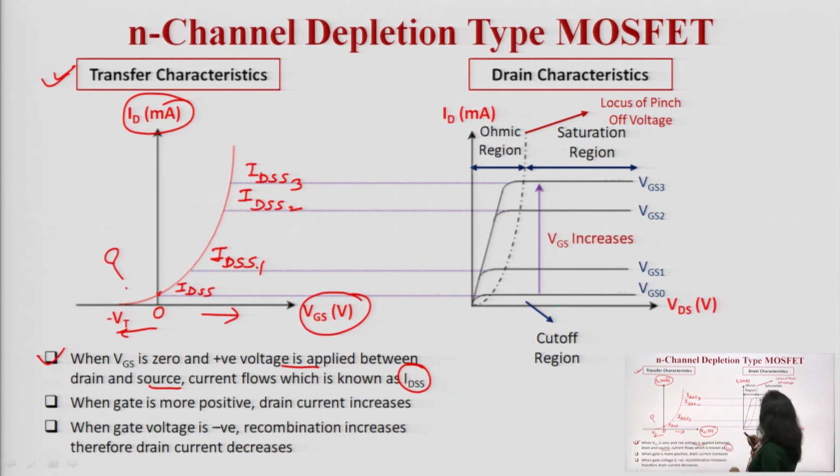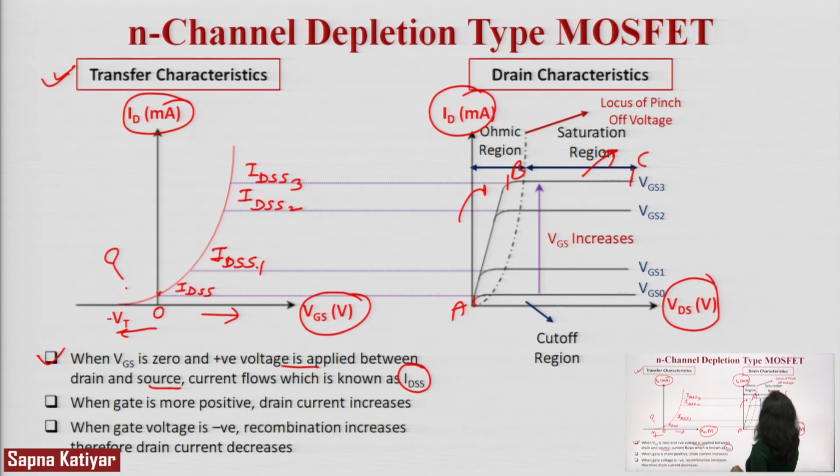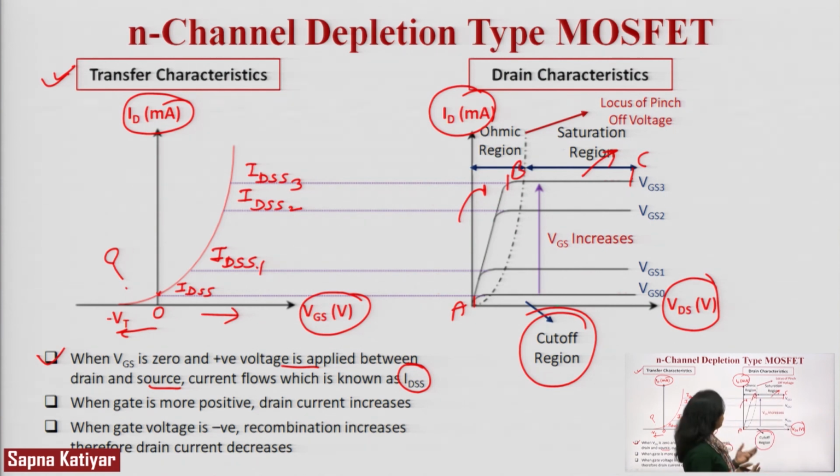The drain characteristic curve is plotted between VDS and ID. You can see on the x-axis VDS is taken, on the y-axis ID is taken. When you increase VGS, ID will increase, and here you can identify the curve in different regions. Between A and B, it follows Ohm's law, the ohmic region. Here it follows the square law, the saturated region, and this is the cutoff region. So just remember, upon varying one factor, how the other factors vary.